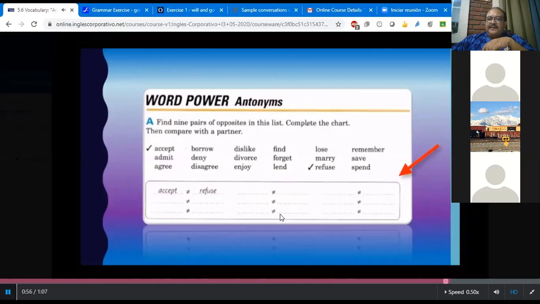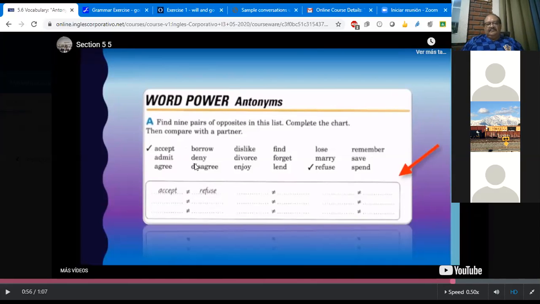Okay, so what do we have here? We have the pairs we said yesterday. Accept. What was the opposite of accept? Refuse. Okay, to refuse, right? So we have the first one, accept and refuse. Then admit and deny.